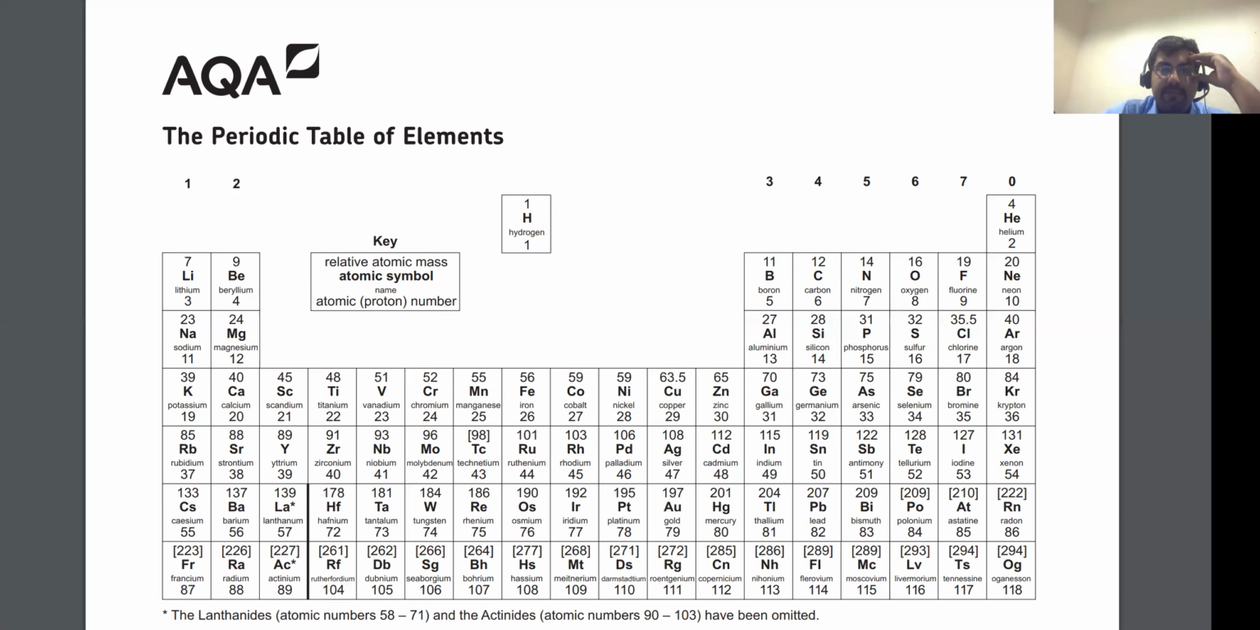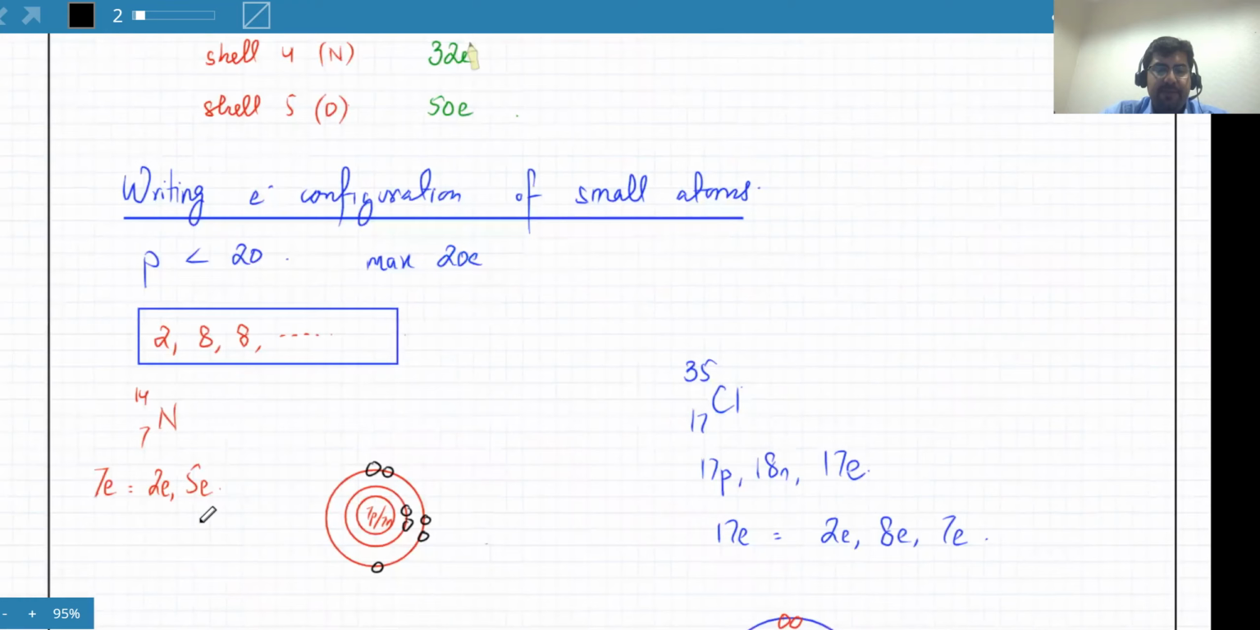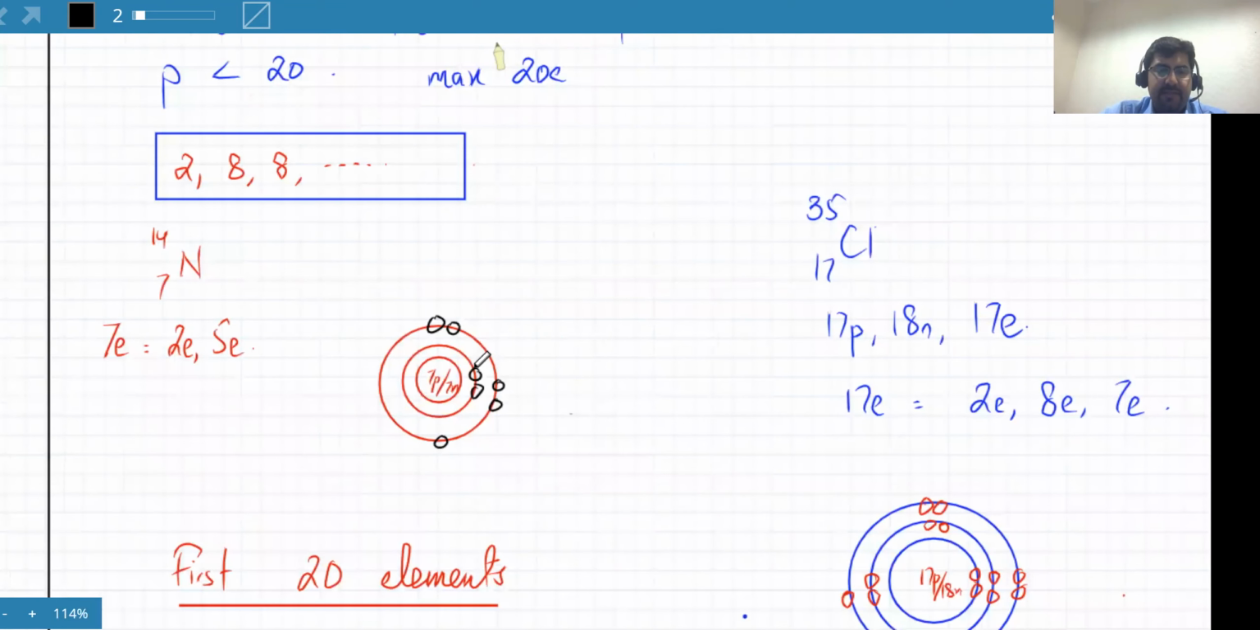These are small atoms, and for small atoms, I told you, you don't need to know that many shells because you're going to run out of electrons anyways. So for small atoms, you just simply write 2, 8, 8, which means that you fill the first one with 2 electrons, the second one with 8 electrons, and so on. So for chlorine, if it's 17 electrons, it's 2, 8, and 7. If it's nitrogen, it only has 7 electrons, so that's 2 and 5.